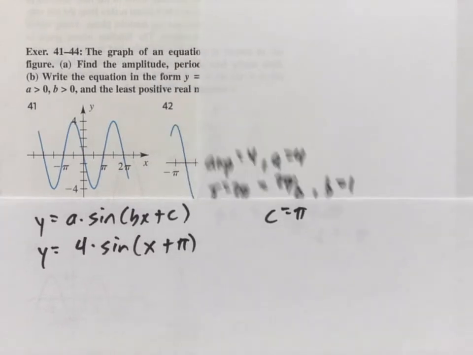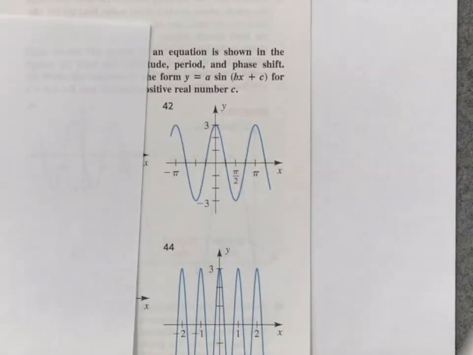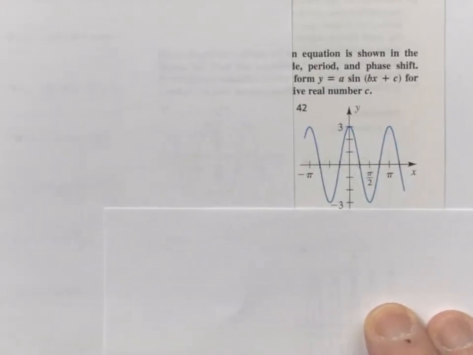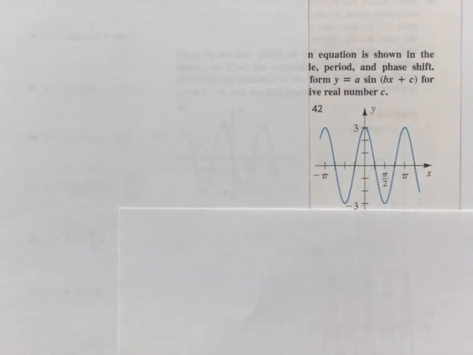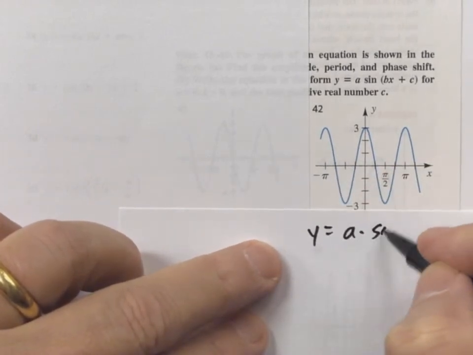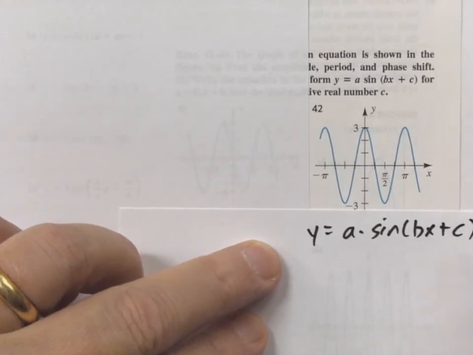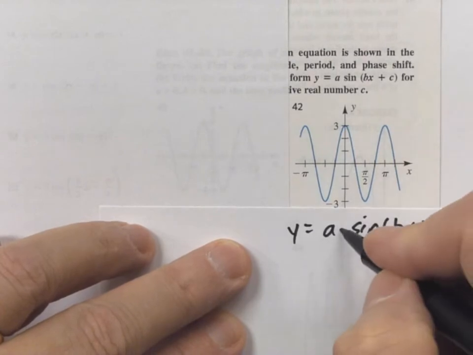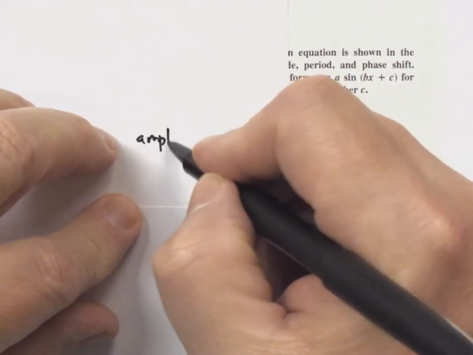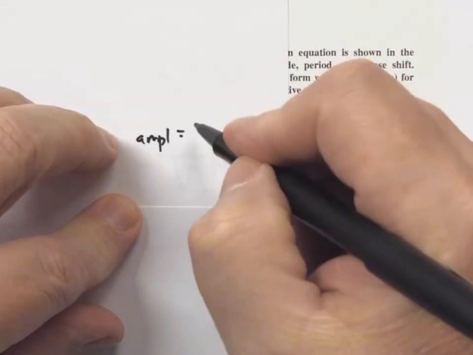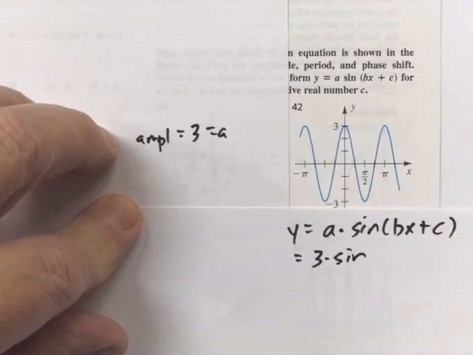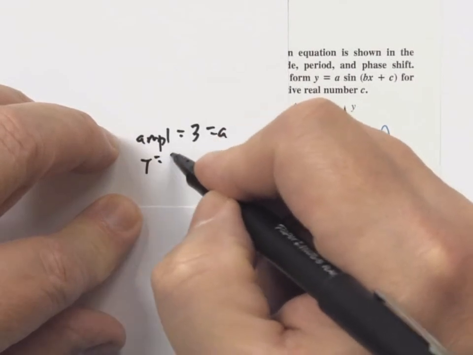Let's do one more. We're going to do 42. Move it over here so I have room to work. Same idea. Once again, they want it in the form of a sine wave. So A times sine of BX plus C. Amplitude. Looks like it goes from 3 to minus 3. Looks like amplitude's 3, which is A. Period, which I know is 2 pi over B.